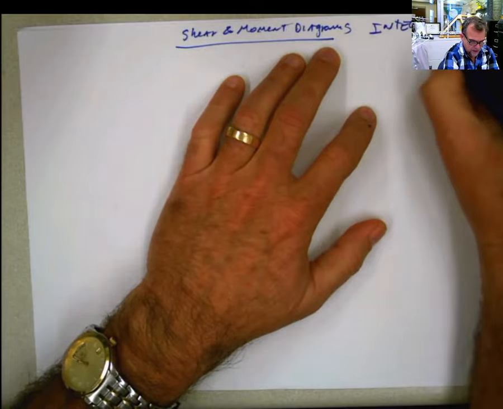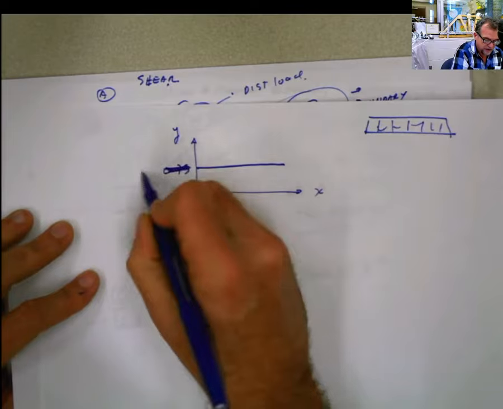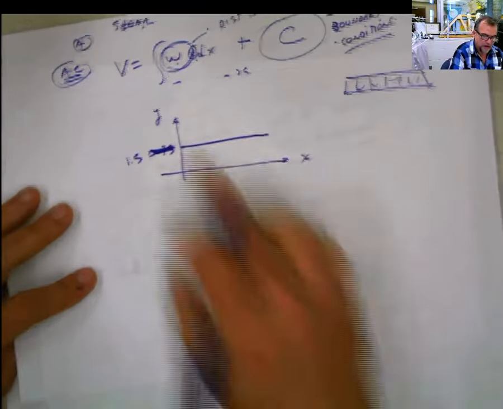And then I say, okay, let's do something, because you don't know what the equation of this is. Let's change something for you. I'm going to call this y and this x, and I'm going to put a horizontal line here, and I'm going to say this value is 1.5, because that's the value of the load, 1.5. What is the equation of that line? The equation of that line is y equals 1.5.